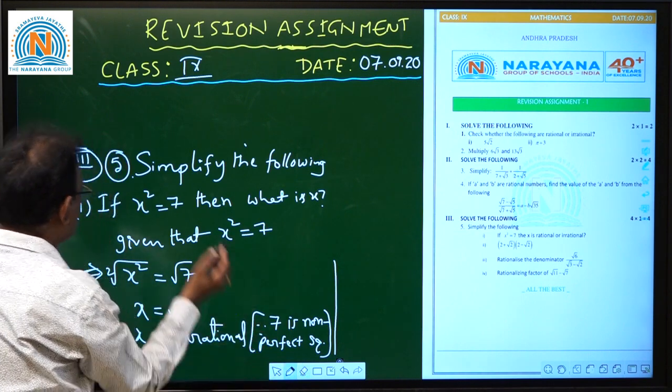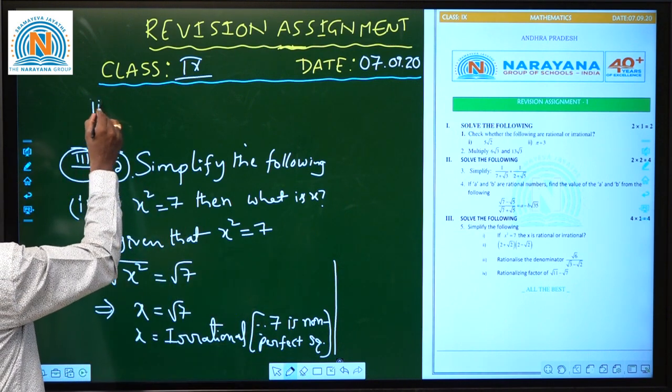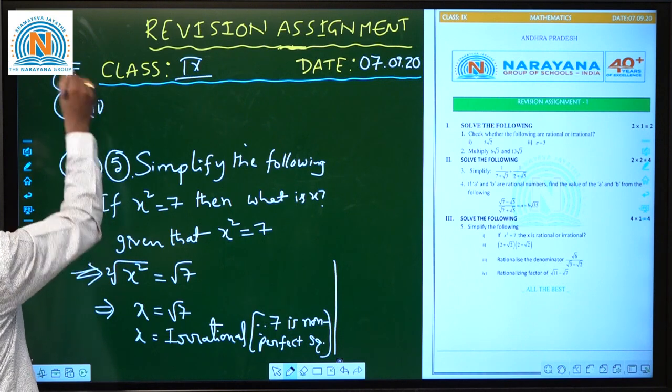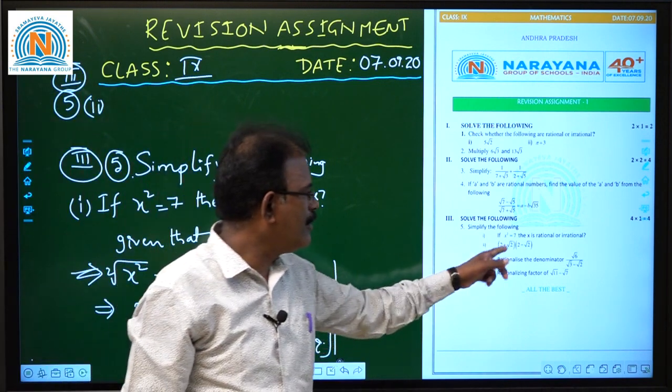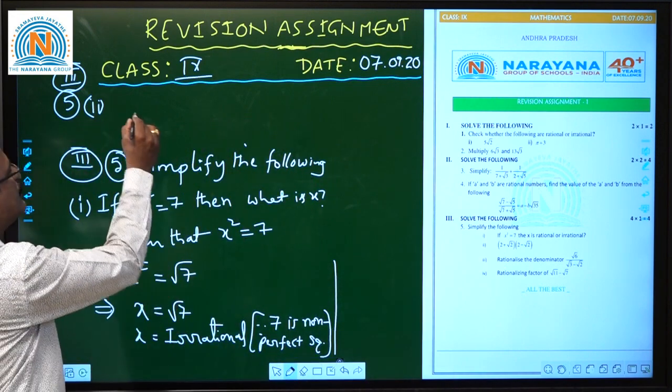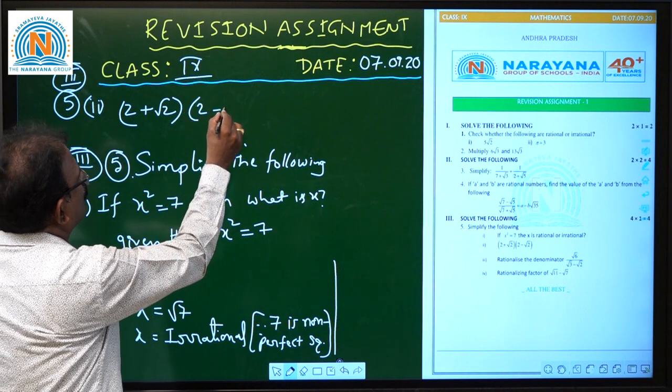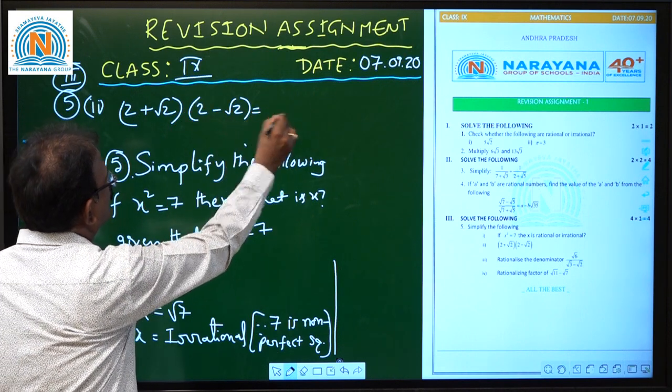Now our second question from the fifth one of the third one. Let us multiply 2 plus root 2 into 2 minus root 2. It is equal to what?